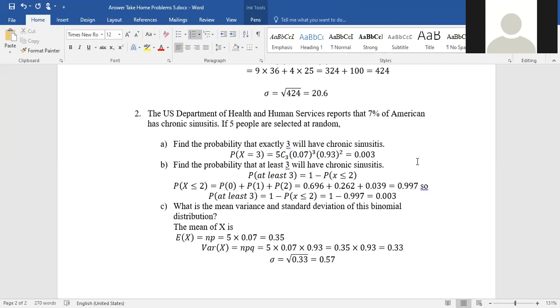The probability of having is the probability of success. So in the binomial distribution, you have a fixed number of trials. Each trial has exactly 2 outcomes: success or failure. And the probability of success remains the same at each time. So X, the number of successes, is the random variable. Hence, the number of people with chronic sinusitis.